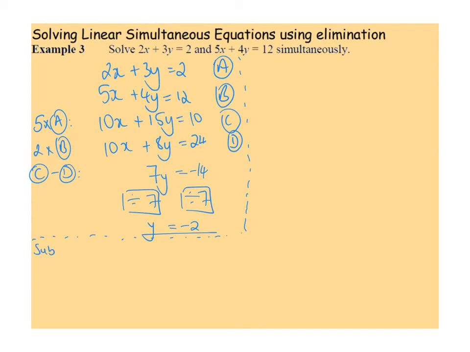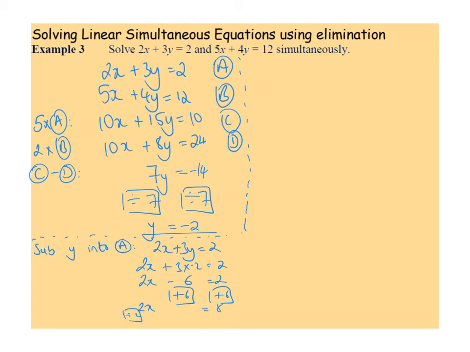So I'm going to substitute y into equation A, which was 2x add 3y equals 2. So I've got 2x add 3 multiplied by negative 2 equals 2, which is 2x subtract 6 equals 2. I'll add 6 to both sides, and I get 2x equals 8. And I'll try and squeeze it in at the bottom here. Divide both sides by 2, and I get x equals 4. Hopefully you can read that.